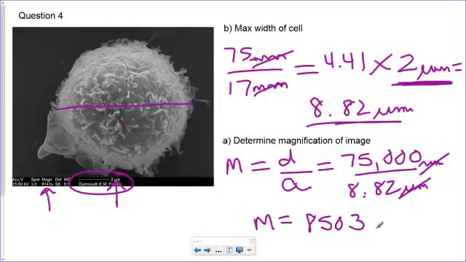8,503. You'll notice that this number is off a little bit, but it's pretty close to this 9,041 number here. So when you're working these problems, there is going to be a little bit of a range given in your answers. As long as you're within that range, you should be fine.